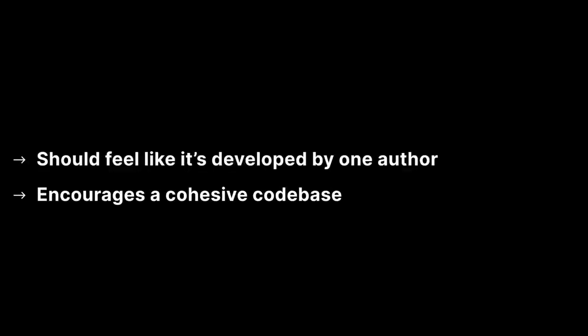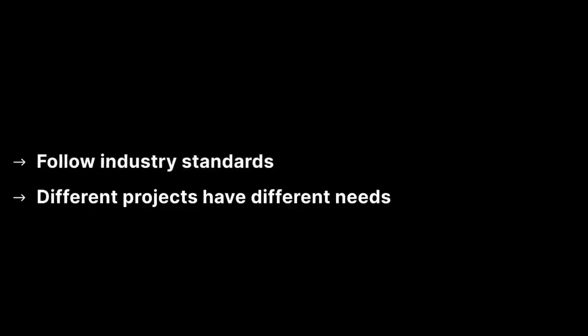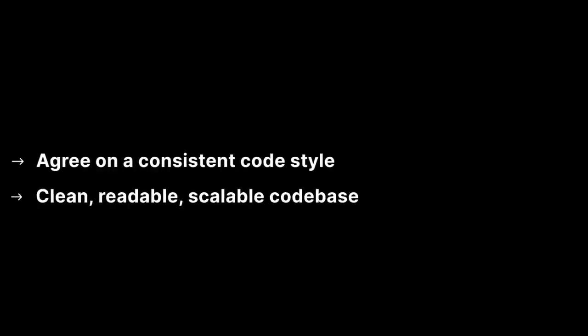A Unity project should ideally feel like it's been developed by a single author, no matter how many developers actually work on it. A style guide can help unify your approach for creating a more cohesive code base. It's generally recommended to follow industry standards wherever possible. However, some projects have different needs. The key is that while there's more than one way to format Unity C# code, agreeing on a consistent code style for your project enables your team to develop a clean, readable, and scalable code base.